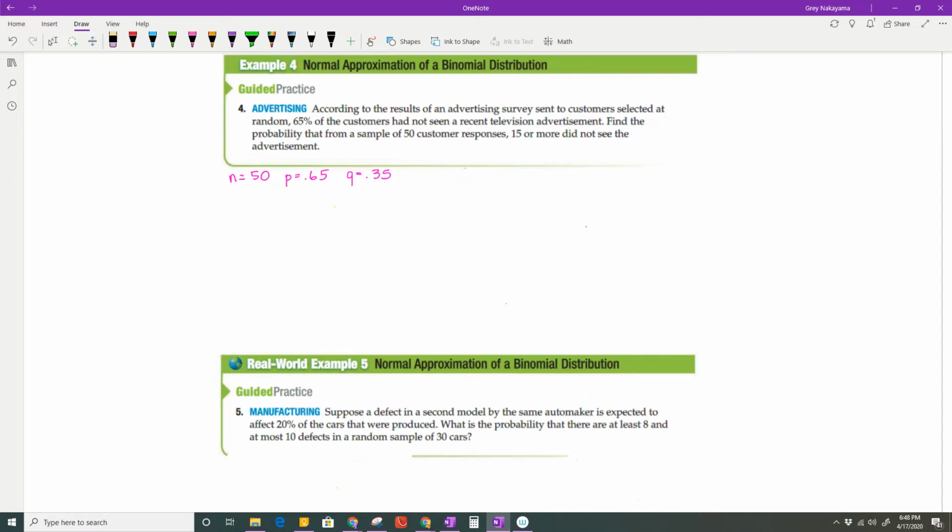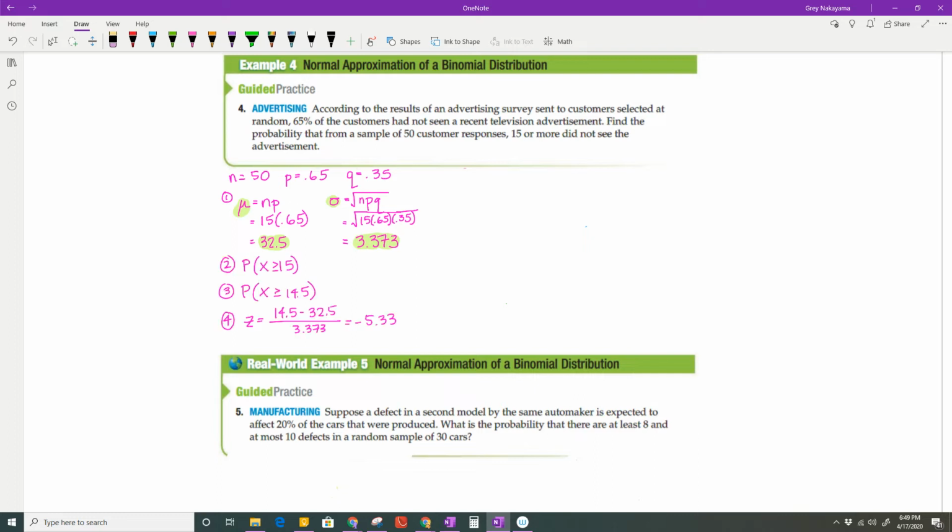So that's the data from my problem. Step 1 says find the mean. And if you remember from previous lessons, mean is n times p, and so that's 32.5. And the standard deviation is the square root of npq. So I multiply that and I get 3.373. Now, the other steps that follow, that's what this is. If you want to go read all the other steps to the problem, that's what you have to do. But I'm showing you how you can go straight into ClassCalc from here and get the problem.